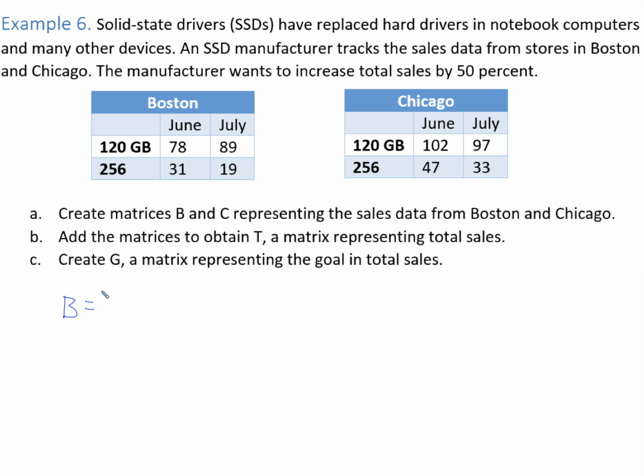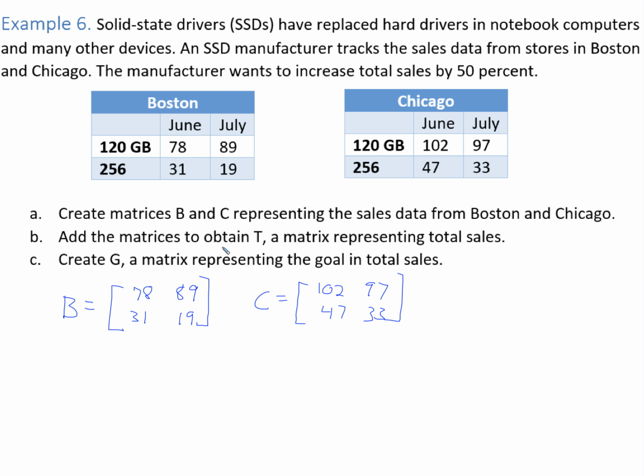So matrix B, we can just have a 2x2. Just we have to realize what we have here, 78, 89, 31, and 19. So matrix B represents the June sales of 120 gigs and July, and then June of 256 and July of 19. Matrix C is going to be the sales for Chicago, same idea, 102 in June, 97 in July, 47 and 33. So that was part A.